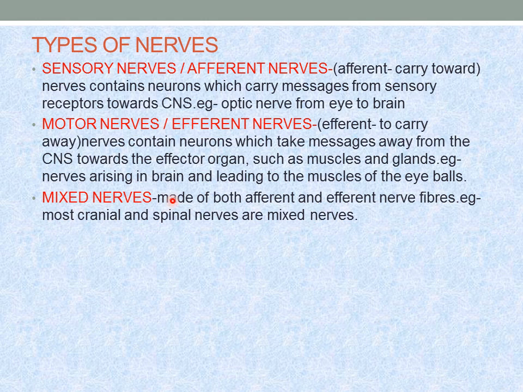Now the third category is the mixed nerves. These mixed nerves are both afferent and efferent. So they can either carry messages from the receptor to the brain or from the brain to the receptor organ, rather muscles, glands, etc. Mostly the cranial nerves and spinal nerves are the examples of mixed nerves. Now let us move on to the next slide.